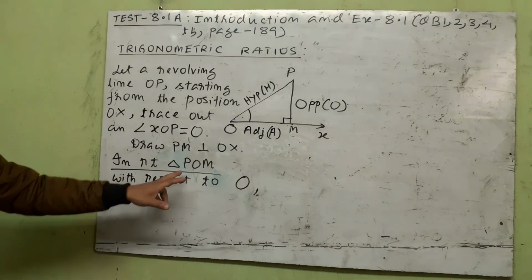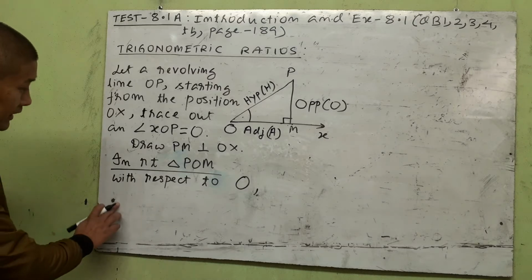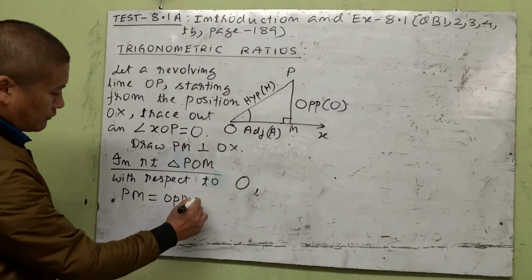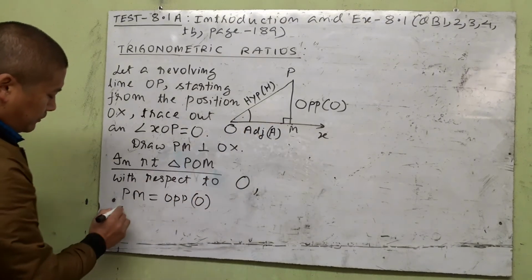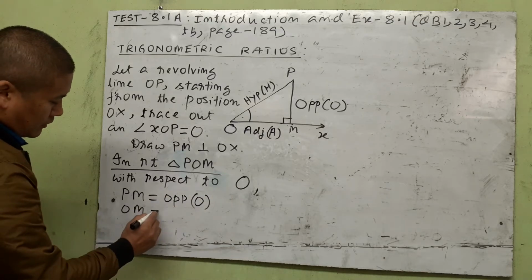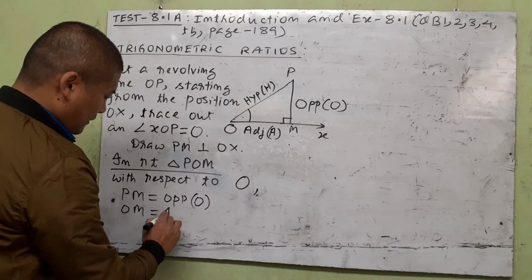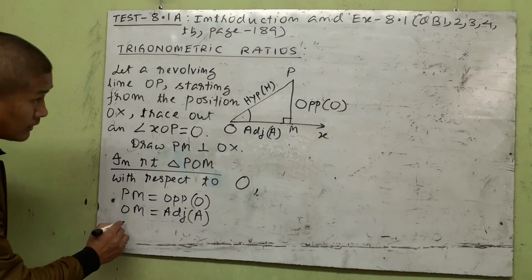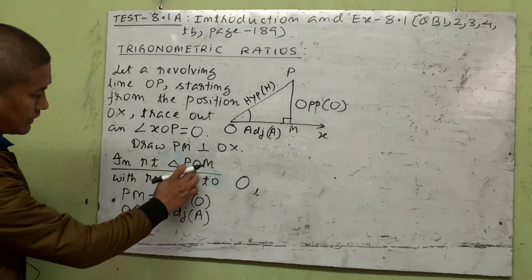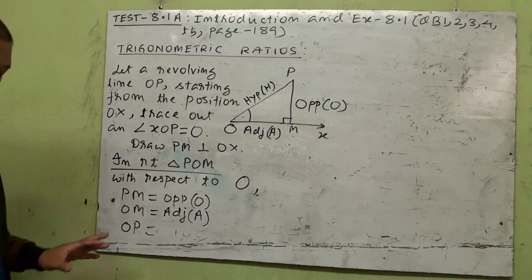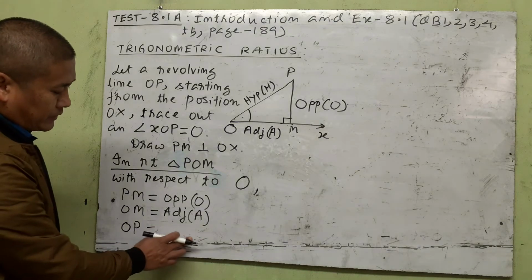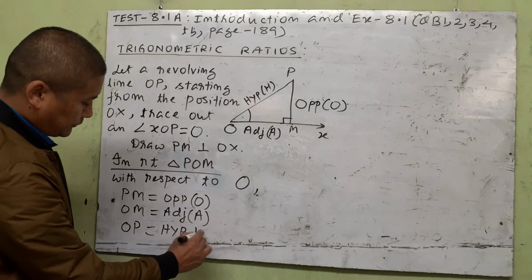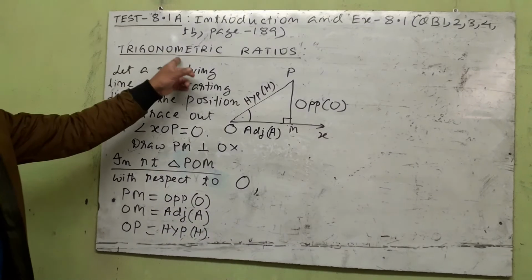So with respect to O, in this right triangle, the three sides now have names. The side PM is nothing but the opposite side, we'll denote it by O. With respect to this angle O, the side OM is the adjacent side, and we will denote it from now on by capital A, let us say. Then the side OP of this right triangle, because it has three sides, every triangle has three sides. Now all three sides of the right triangle are named. With respect to O, OP is called the hypotenuse. So we are now ready to define the trigonometric ratios.